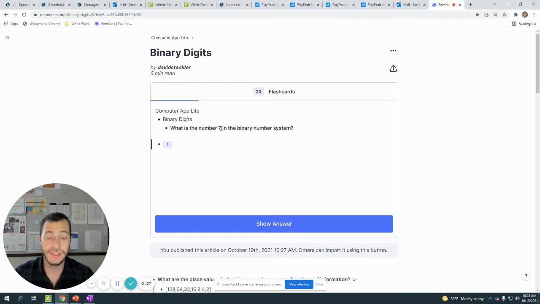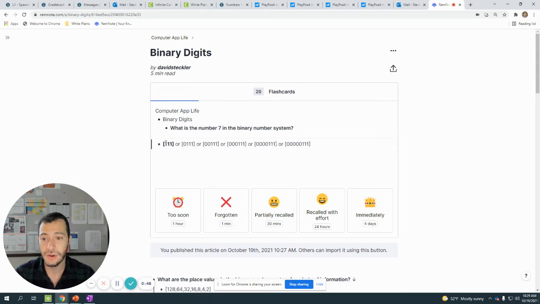What is the number 7 in the binary number system? So this one's very similar. This one's going to be a 1 in the 4's place, a 1 in the 2's place, and a 1 in the 1's place in order to create 7. So 1, 1, 1, we have 4's place, 2's place, 1's place, and we have 4 plus 2 plus 1 is equal to 7 over here.